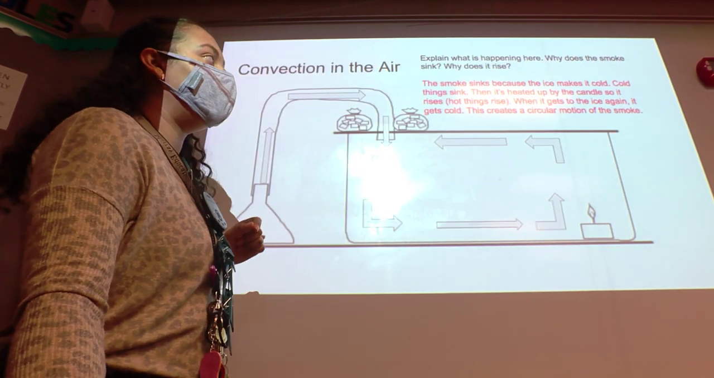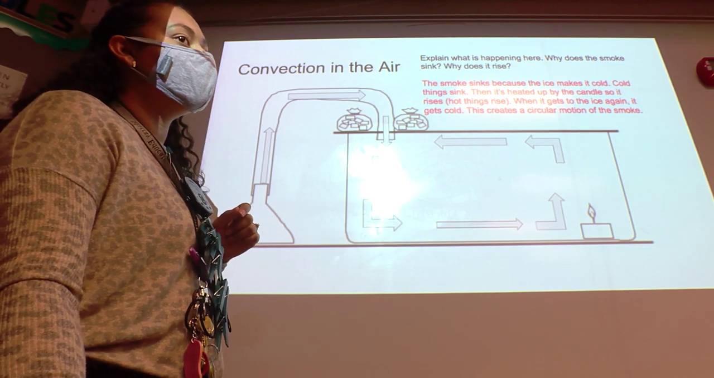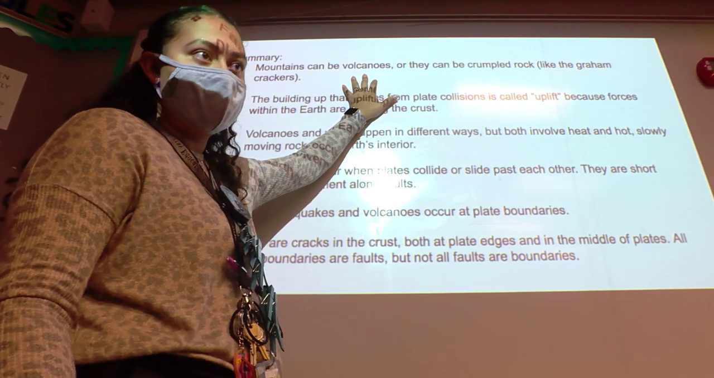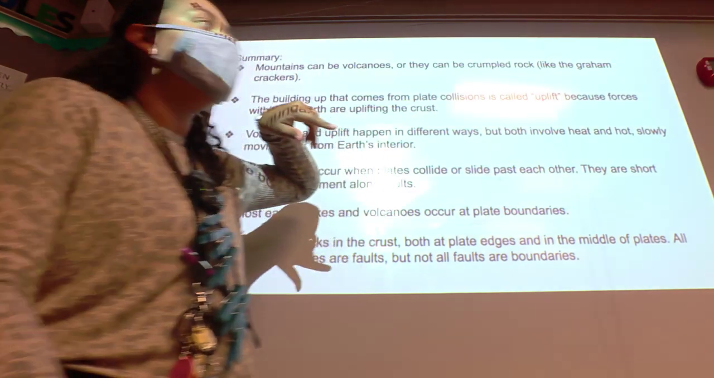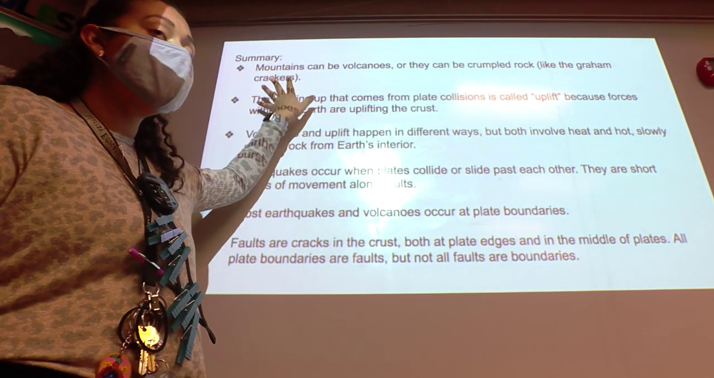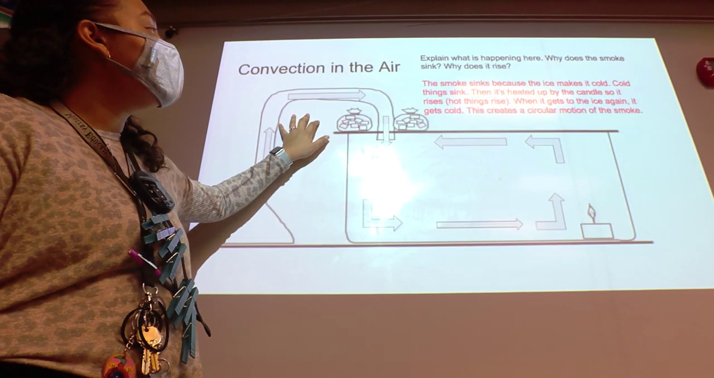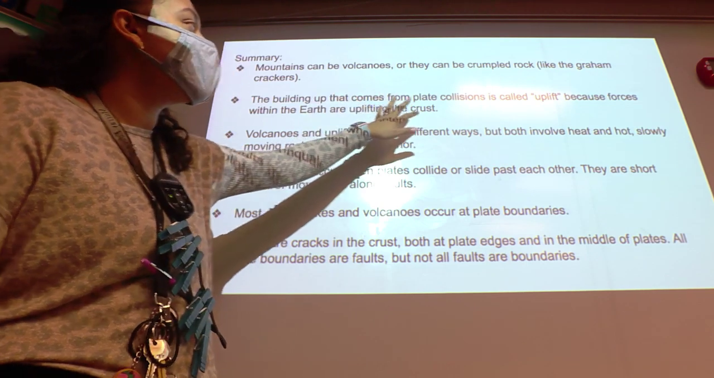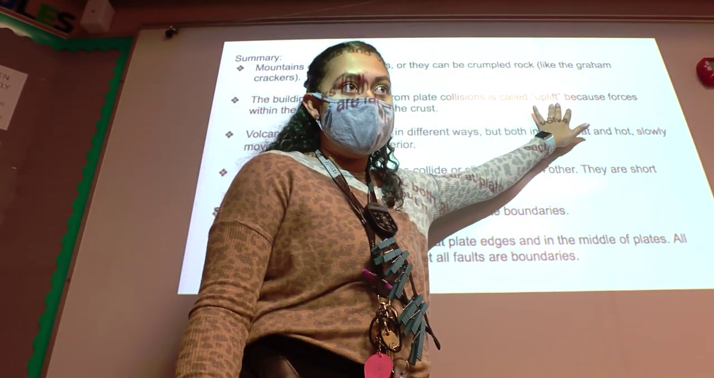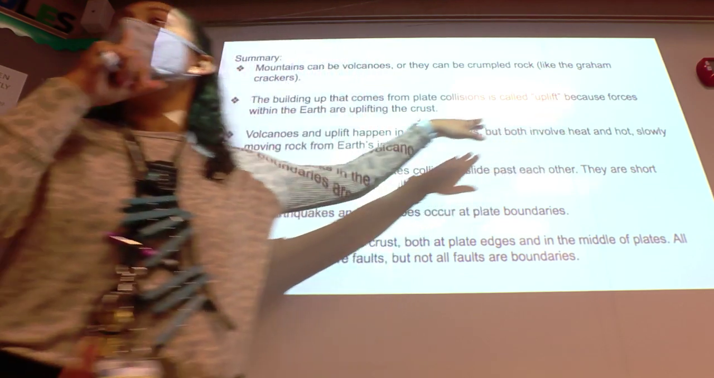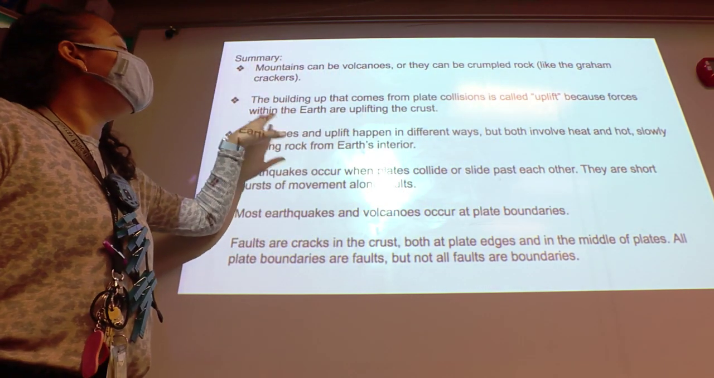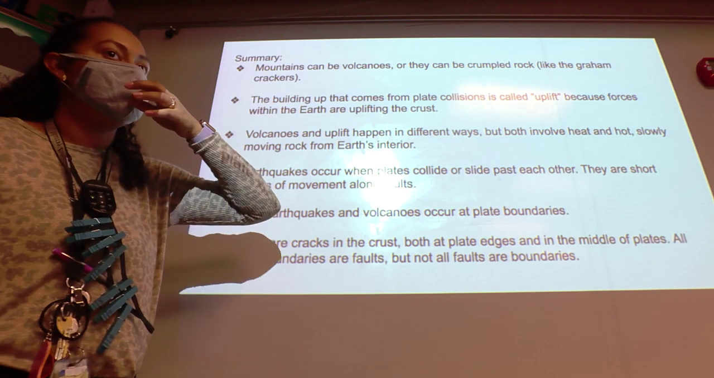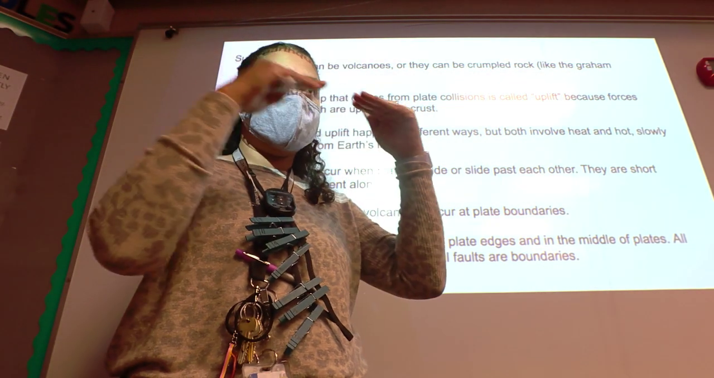Okay, summary says mountains can be volcanoes or they can be crumpled rock like graham crackers. The building up that comes from plate collisions is called, everybody, uplift. Because forces within the earth are uplifting the crust. Okay? So building up, uplift.